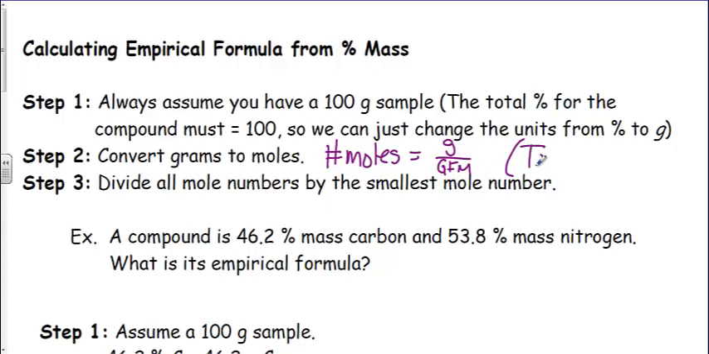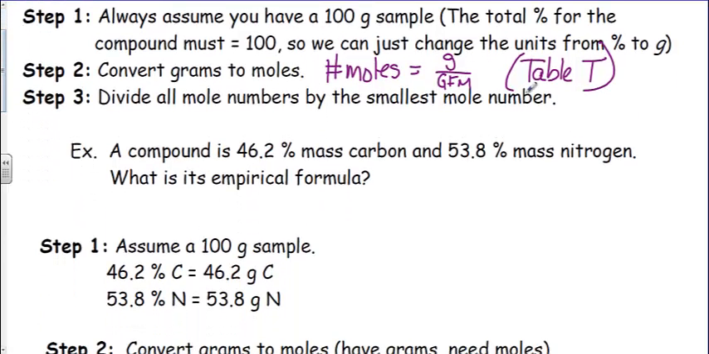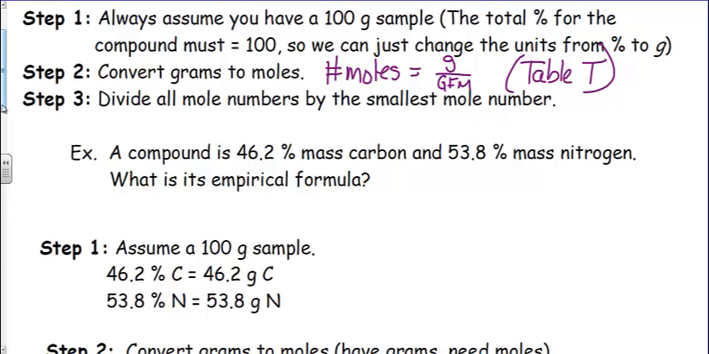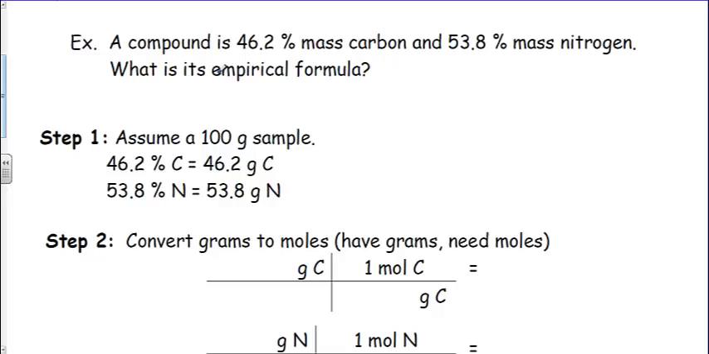That's on Table T. You do not have to memorize this, okay, guys? Then we're going to divide all mole numbers by the smallest mole number that we get in our calculation. So here's an example. A compound is 46.2% mass carbon and 53.8% mass nitrogen. What is its empirical formula?